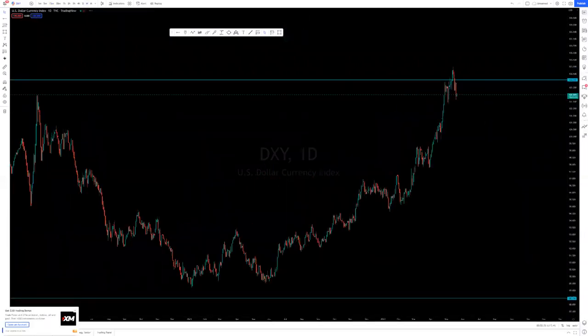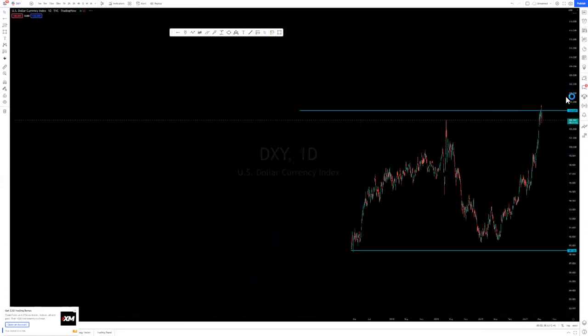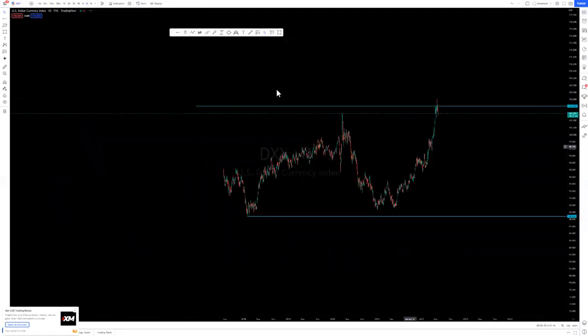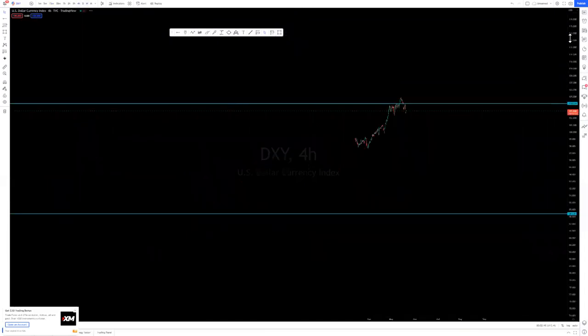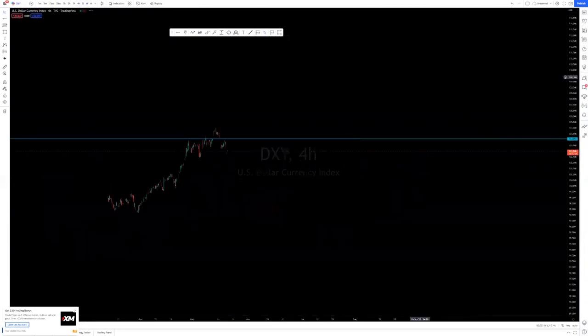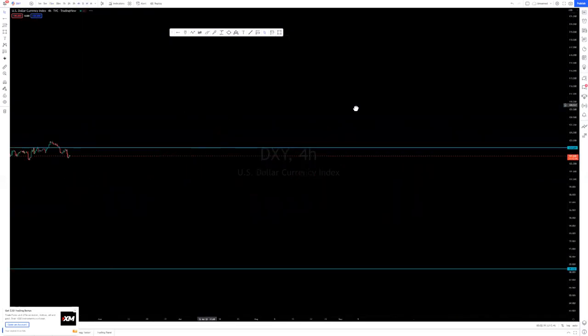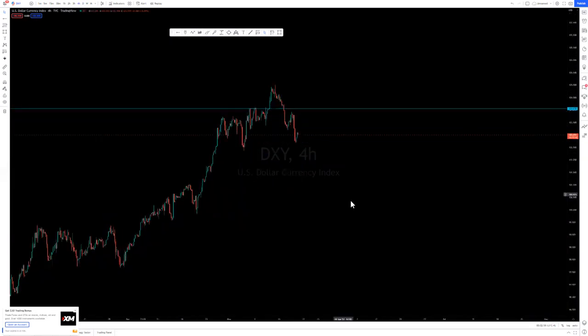So based on looking at the daily, guys, there isn't much to be done on the daily time frame because it's still on whatever time frame that I was in. So I'll have to switch to the 4 hour. On the 4 hour, guys, I think my pattern has played out.